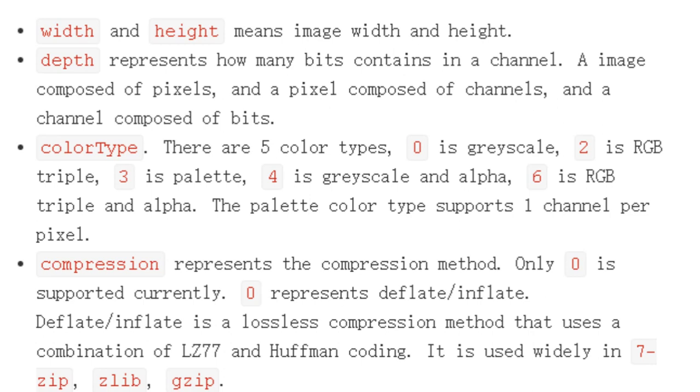So that's just explaining the structure of how these different data types are kind of like nested together when you're conceptualizing them. Color type. There are 5 color types. 0 is grayscale, 2 is RGB triple, 3 is palette, 4 is grayscale and alpha, and 6 is RGB triple and alpha. The palette color type supports 1 channel per pixel.